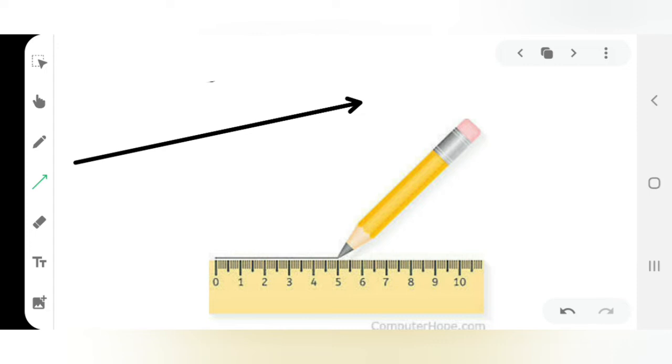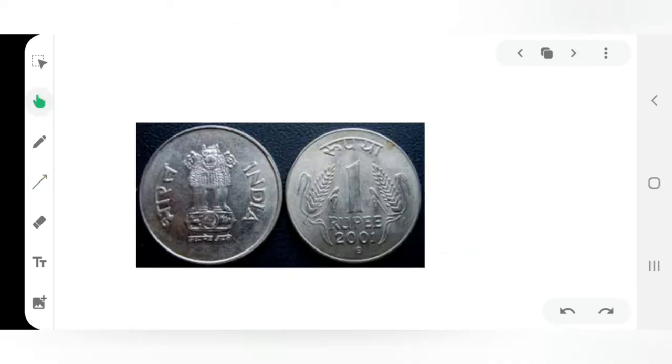Similarly, if we move the pencil along circular objects, or circular edges, like around this coin, what will we get? We will get a curved line. So what I want to say is that when we move a pencil along straight edges or circular edges, we get a straight line or a curved line.